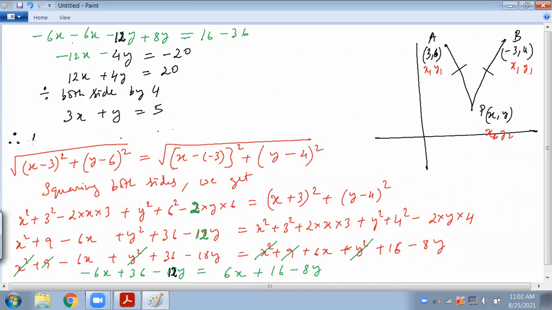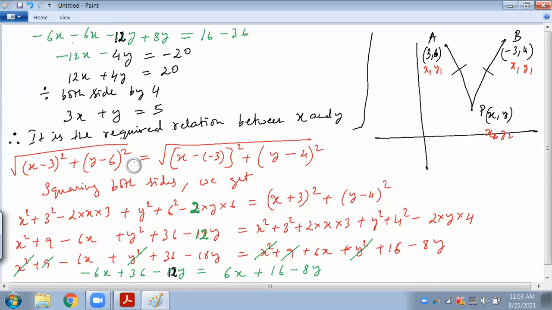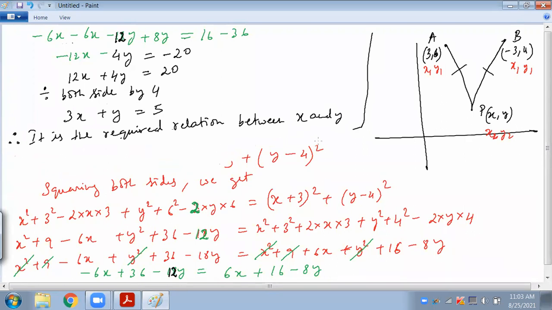And it is the required relation between x and y. Okay, so this is the required relation between x and y.